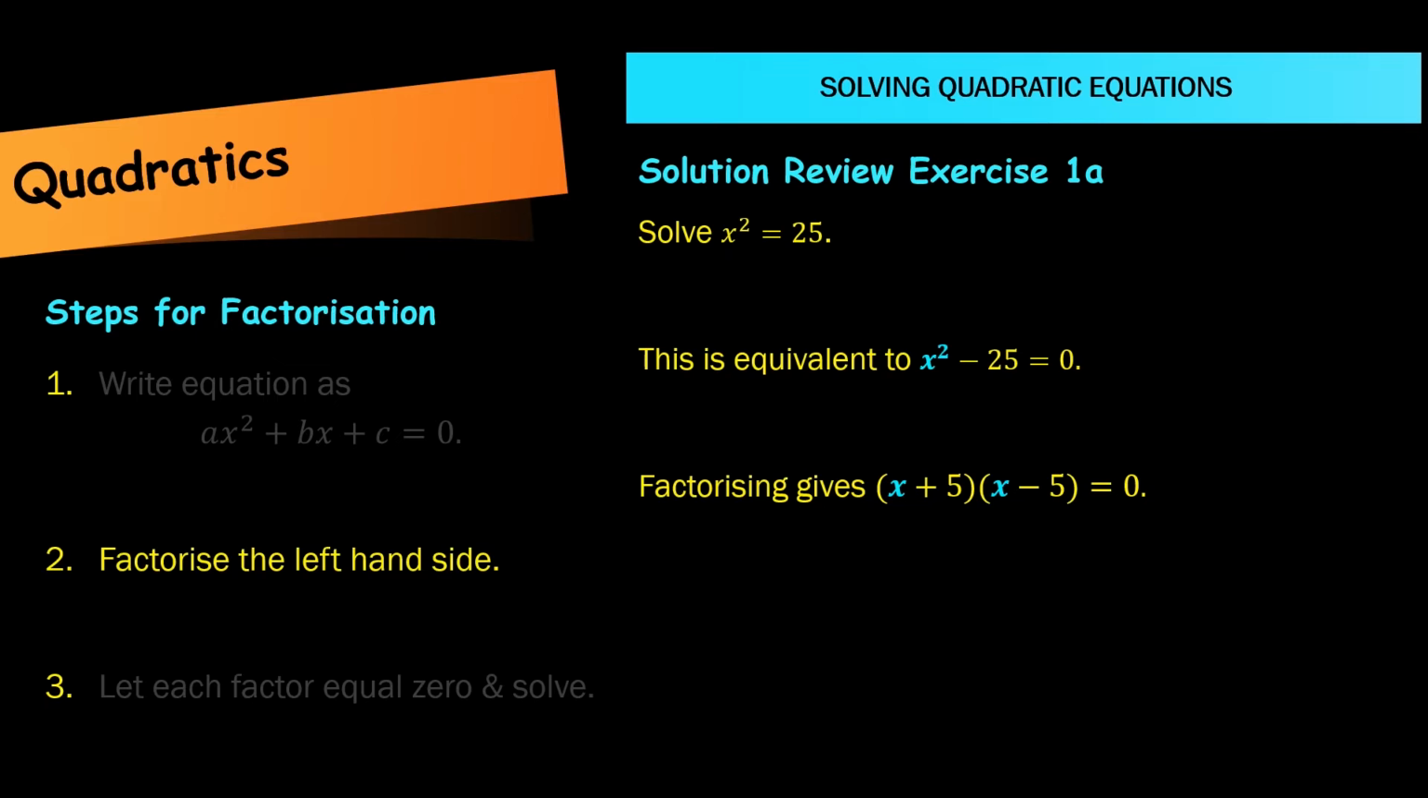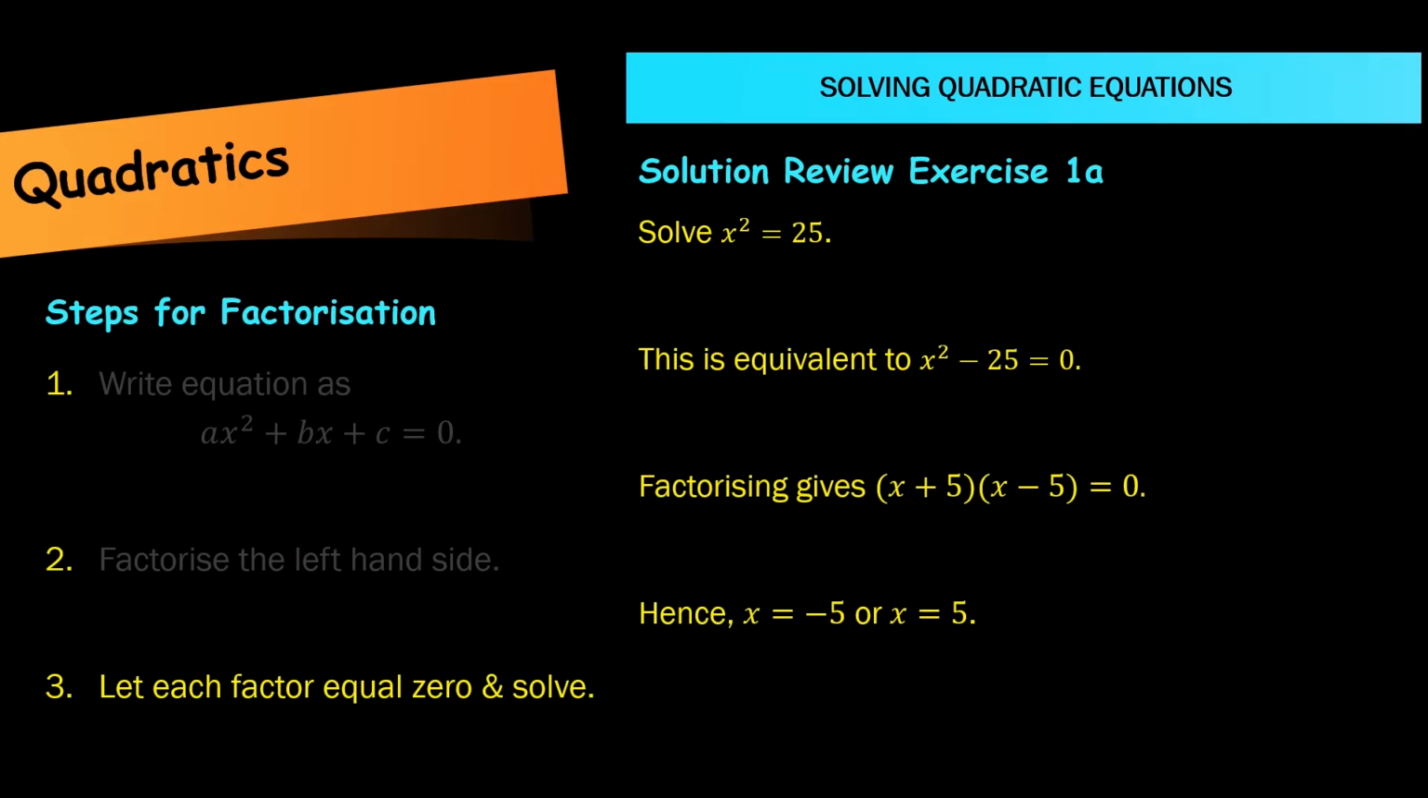So how have we factorised the left-hand side? We have x squared here and minus 25 here. And of course the x times 5 and the minus 5 times x cancel out. So therefore we now let each factor equal 0 and then solve. So either x equals minus 5 or x equals plus 5.